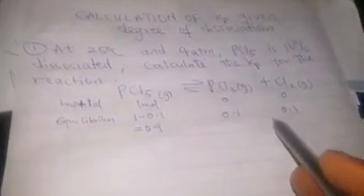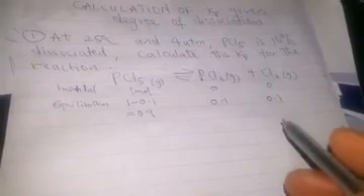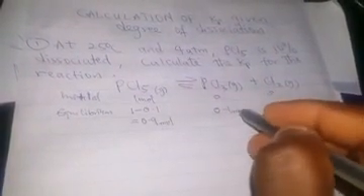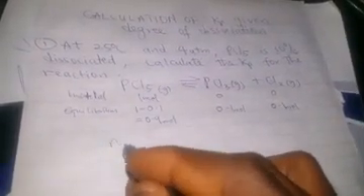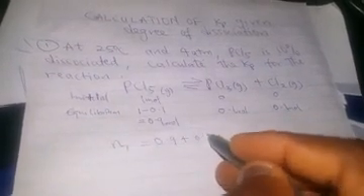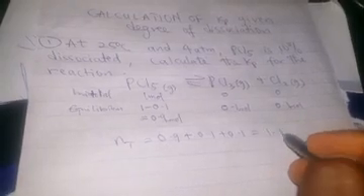So this is the mole distribution of PCl5, PCl3, and chlorine. The next step is to find the mole fraction, because we are not interested in moles, we are actually interested in mole fraction. To find the mole fraction, we must find the total number of moles, which is 0.9 plus 0.1 plus 0.1, altogether giving us 1.1.